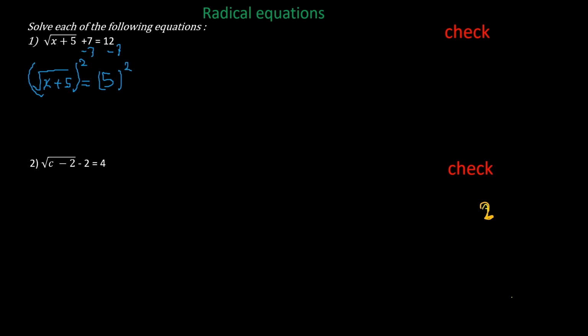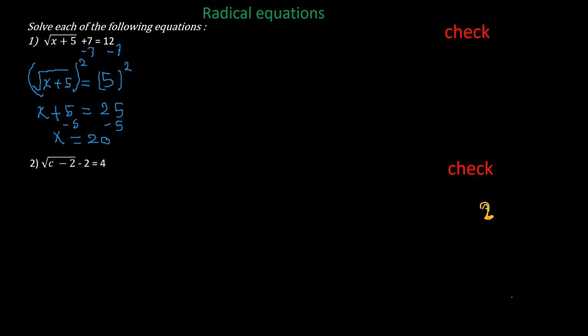So the right hand side will be 25. On the left hand side, squaring cancels the root, then it will be x plus 5. And now to find x, we subtract 5 from both sides, then x will be 20.